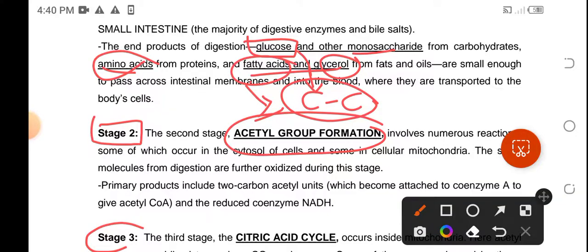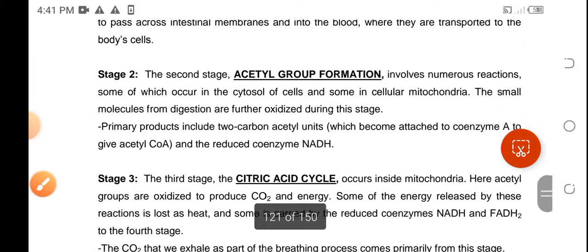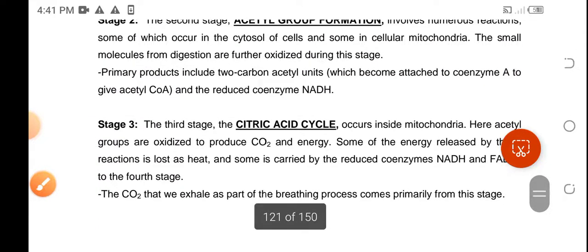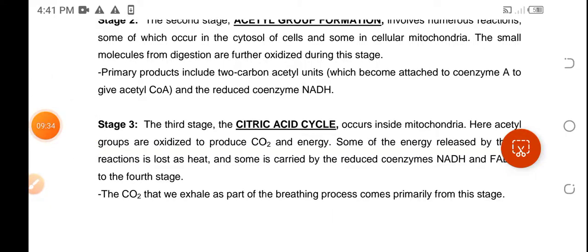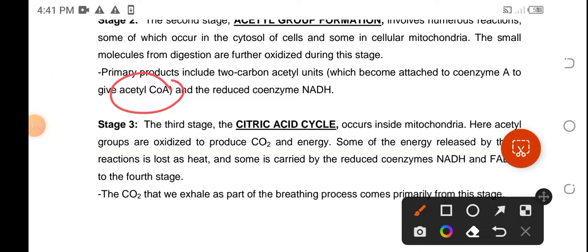And during this stage, aside from converting this long chain of carbon atoms into an acetyl group, kailangan din niyang ma-attach sa coenzyme A. Kaya magkakaroon tayo dito ng acetyl-CoA. Ang maproproduce natin dito after the stage 2 is acetyl-CoA. Bakit kailangan nating makaproduce ng acetyl-CoA? Kasi si acetyl-CoA lang ang pwedeng pumasok sa third stage na citric acid cycle, which occurs inside the mitochondria.